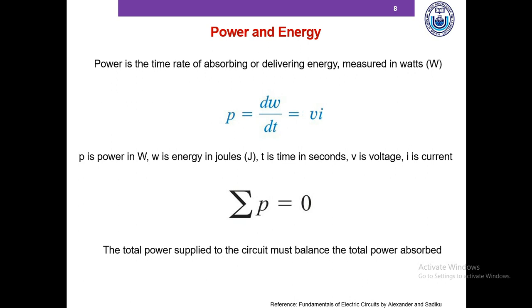Another important principle is that the total power supplied to the circuit must balance the total power absorbed. In other words, if the circuit generates 100 watt power, it must also consume 100 watt power so that the total power of the circuit sums to 0. This idea basically comes from the energy conservation principle, that you cannot store the power in a resistive network. Therefore, the amount of power generated is equal to the amount of power absorbed.